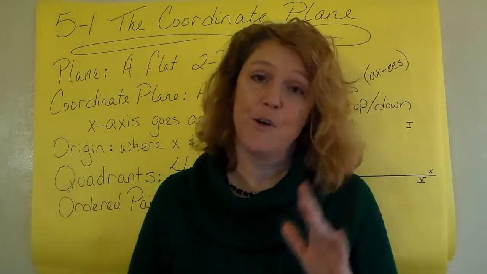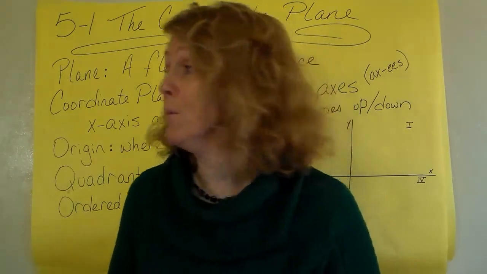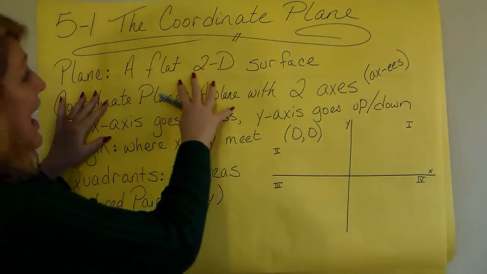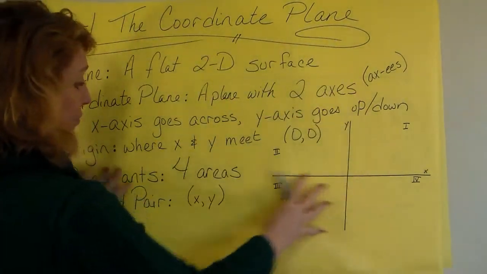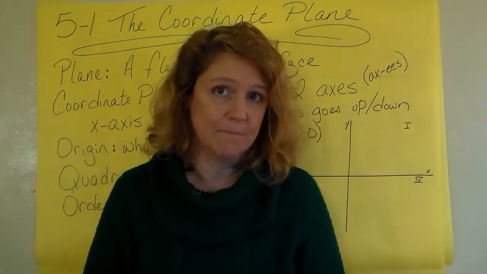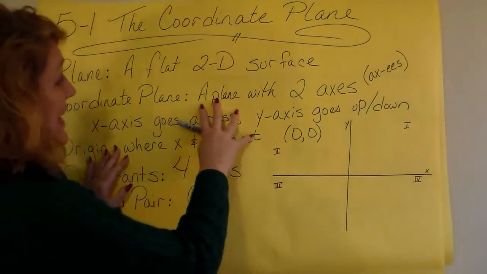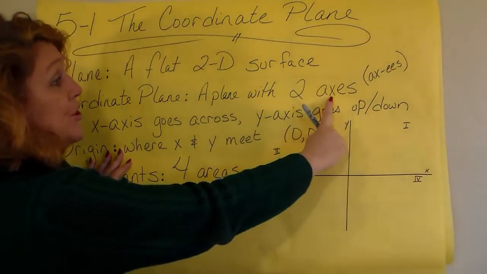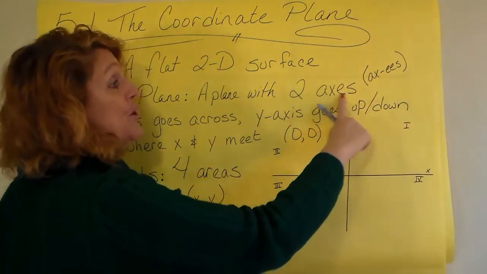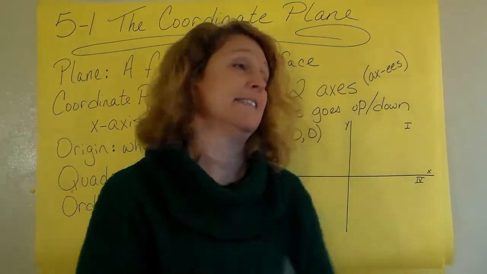Now, because you've also had integers, you now know negative numbers, our coordinate plane gets a little bit bigger. A plane, just to refresh your memory, is a flat two-dimensional surface. This piece of paper, this wall, this floor, all planes, okay? The coordinate plane is any flat surface with two axes, pronounced axes, which is plural for one axis. This is an axis, this is an axis.